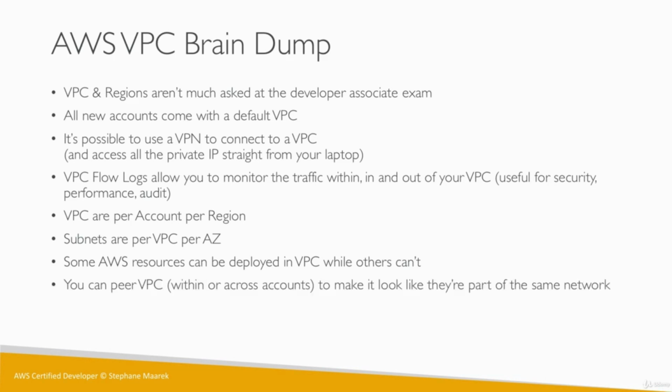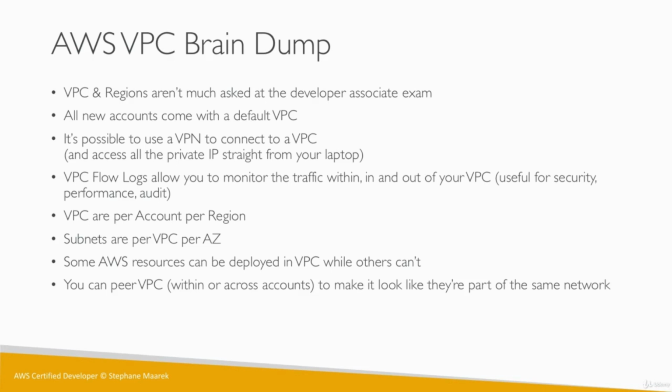how AWS works. And overall, a very good feature to know is that you can peer VPCs, within your own account or across accounts, to make it look like they're part of the same network, and that's quite a common pattern. Basically, when you start to have a large organization and many different accounts, but you want to make sure all the VPCs seem like they're part of the same network, you would go ahead and peer VPCs.